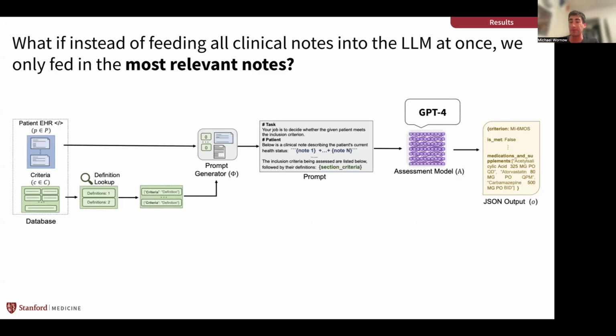That motivated the next part of the project, which was, okay, we've tested throwing all the notes in at once. We've tested throwing each note in individually. Is there a smarter way that we can feed only the most relevant notes into the model and thereby reduce costs and retain as much accuracy as possible?